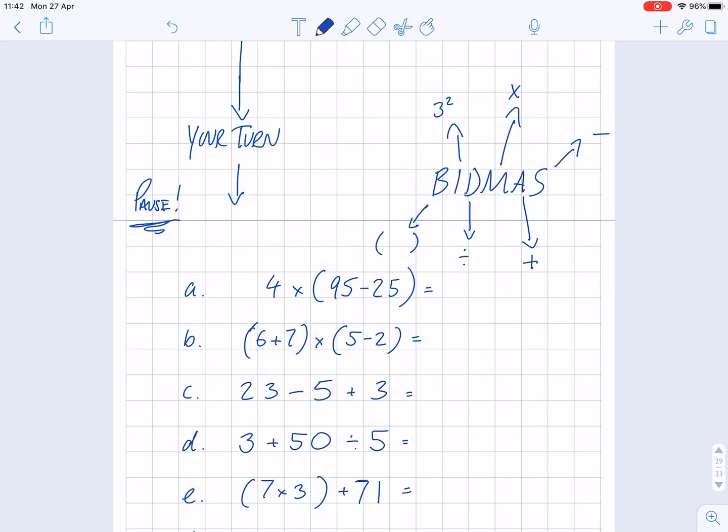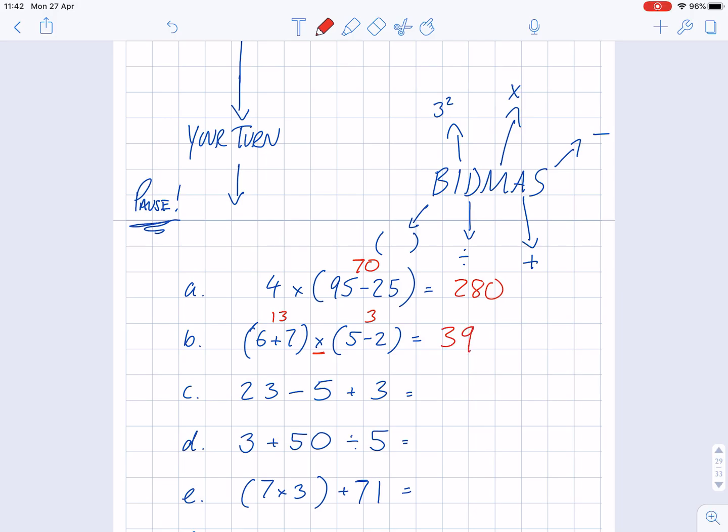Okay, cool. I'm going to change my colour to red, and I'll put the answers as I'm going along. This first one, I need to do my brackets first. So that would be 70 in my brackets, and I need to multiply the 70 by 4. So my answer for the first one is 280. B, I've got 2 brackets, so 6 add 7 is 13, 5 take away 2 is 3. And what am I doing to the 13 and the 3? I'm multiplying them. So my answer there is 39.